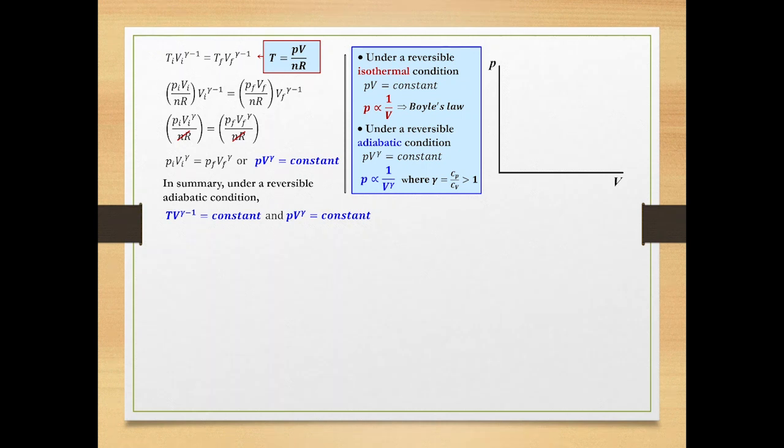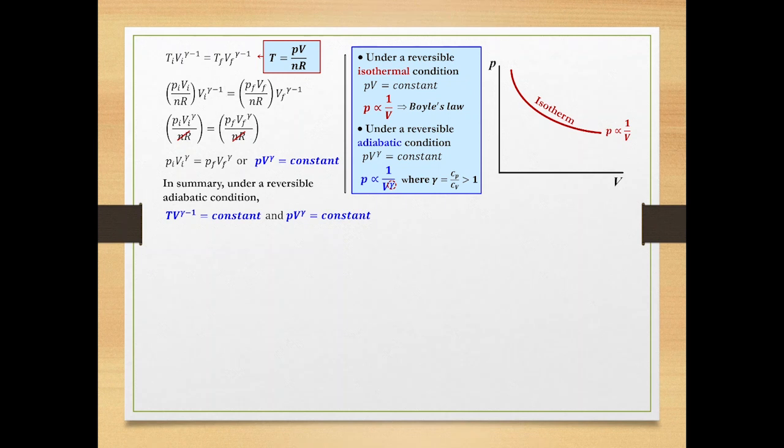Under a reversible isothermal condition, the pressure and volume of gas generate a hyperbolic curve like this, illustrating the inversely proportional relationship between pressure and volume. This PV curve at constant temperature is called an isotherm. How about the PV curve under a reversible adiabatic condition?